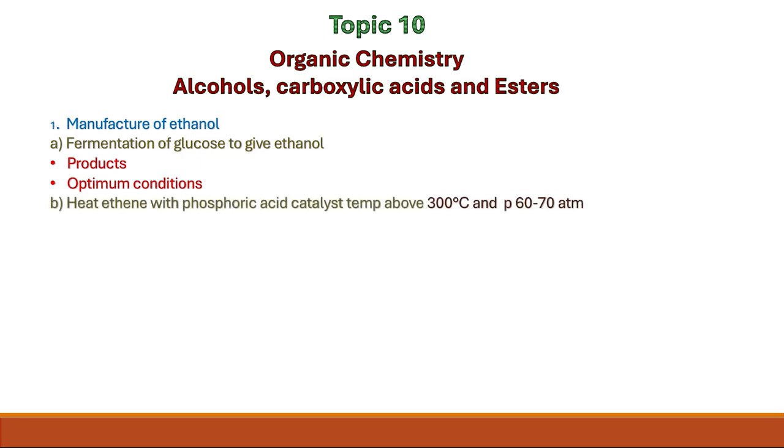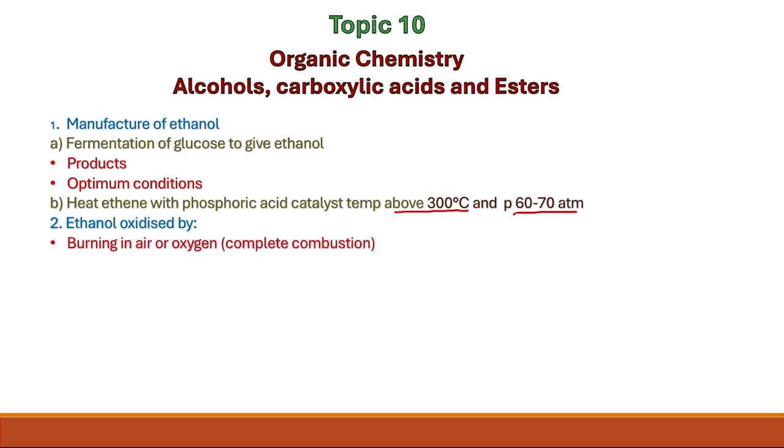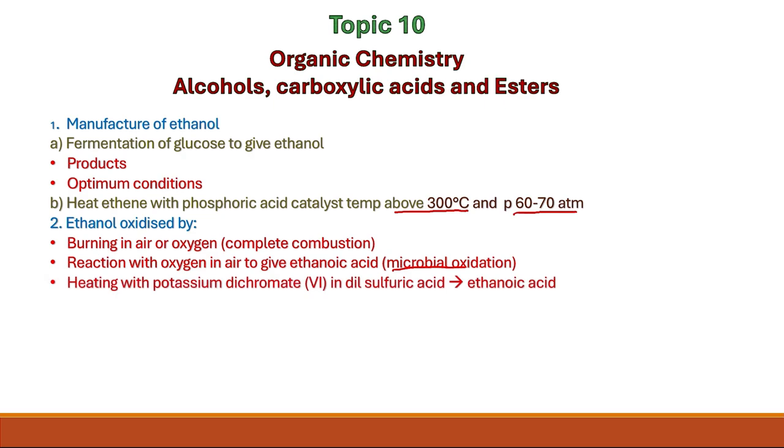Also, heating ethene with phosphoric acid catalyst at a temperature above 300 degrees and a pressure between 60 and 70 atmosphere. Remember the different ways of oxidizing ethanol. Burning in air or oxygen is complete combustion that will give you carbon dioxide and water. Reaction with oxygen and air to give ethanoic acid. This is microbial oxidation. And heating with potassium dichromate and dilute sulfuric acid will give you ethanoic acid as well.